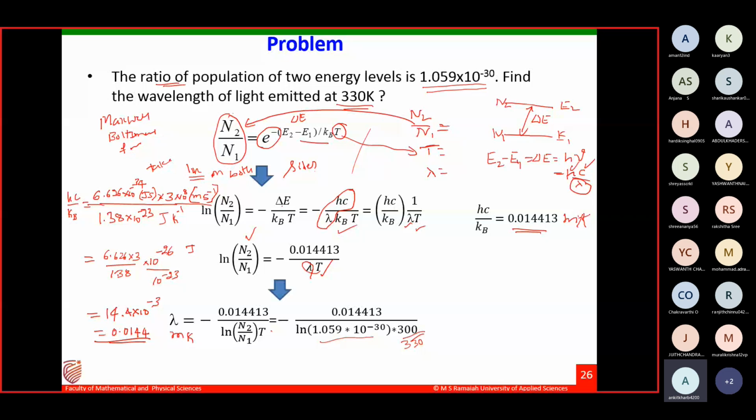What is the final answer? Here, I am seeing 696 nanometer. Did you get the same answer?